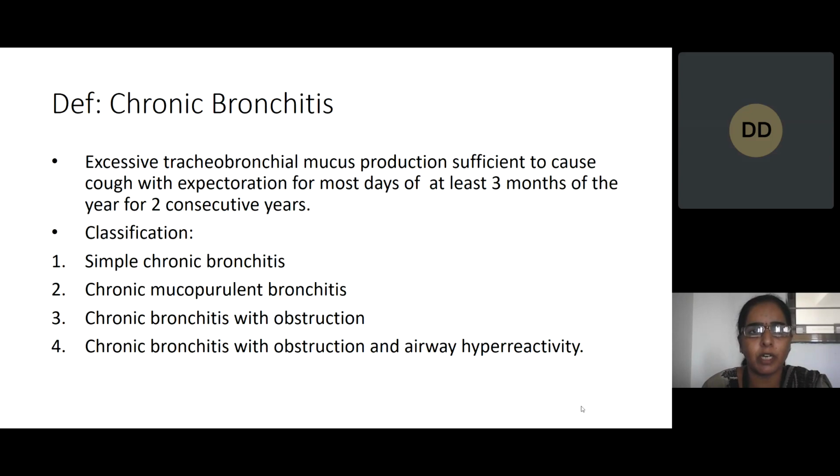Definition of chronic bronchitis: excessive tracheobronchial mucus production sufficient to cause cough and expectoration on most days for at least 3 months of the year for 2 consecutive years. This is the definition of chronic bronchitis. The main classifications of chronic bronchitis are simple chronic bronchitis, chronic mucopurulent bronchitis, chronic bronchitis with obstruction, and with airway hyperactivity.